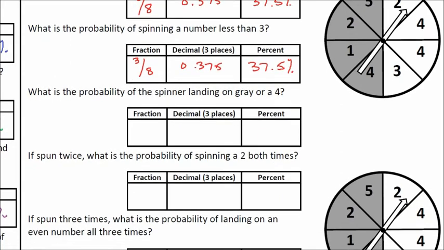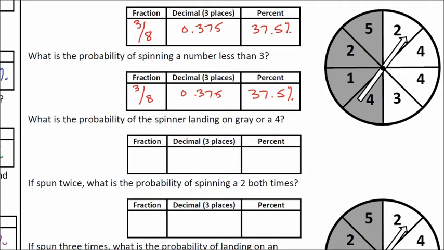Next one, what is the probability of the spinner landing on a gray 4? Alright, how many gray 4s do we have? That's white, white. There's a gray 4. So we've got 1 gray 4 out of a total of 8 spaces. Oh, you know, I see I read that wrong now. Let's take a look at that. Almost got that wrong. What is the probability of the spinner landing on gray or a 4?